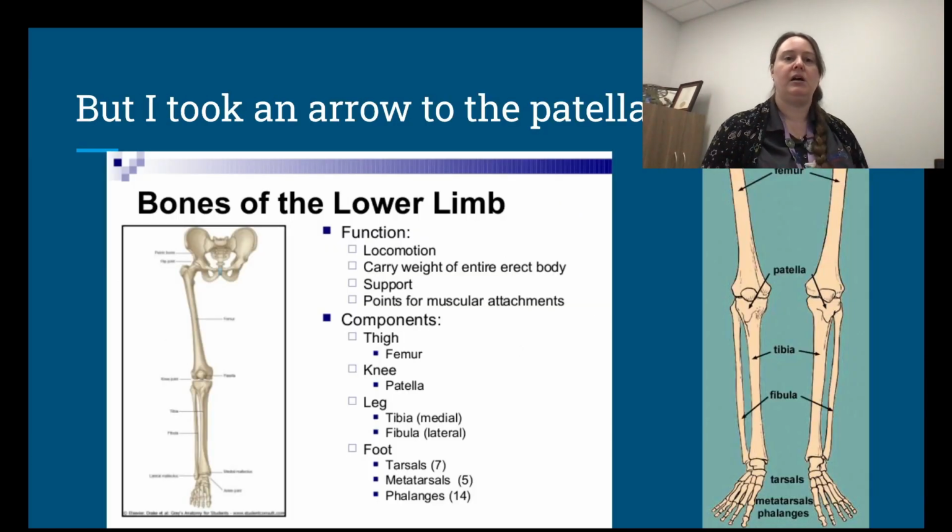I'd like to know. All right, lower bones. So again, what do we need them for? Locomotion, carrying the weight of the entire erect body, supports, points for muscular attachments, because we need to be able to walk, or else these bones ain't going to walk themselves. We'll get into that next week when we talk about muscles. Chapter 9's a big chapter. We're going to be pretty much spending a week on chapter 9. It's a big chapter.